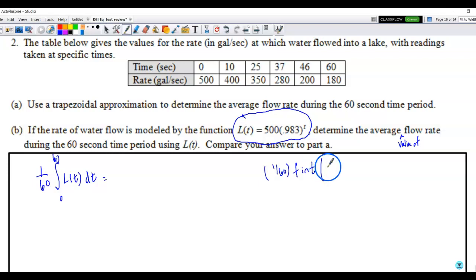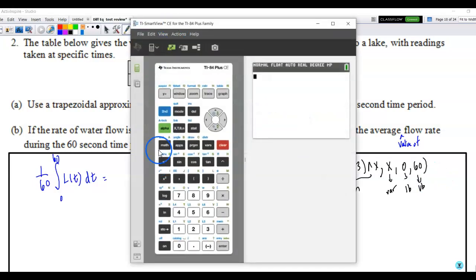Whenever that happens, you type the actual function, 500 times 0.983 to the x power. Then you need the comma, then you need another x, because we're in terms of x. Then you need the lower bound of 0 and the upper bound of 60. It's that way every time you integrate: you need the function you're integrating, the variable of x, which is always going to be x, the lower bound, and the upper bound. That's how you do that on the older model calculator.